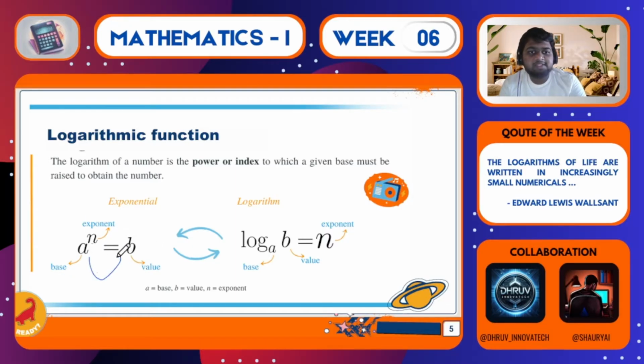Now if you transfer this base to this side, you will add a term known as log. Then the expression will become log a, which is the base, and the value will be kept beside the log a, which will be equal to the exponent. This a jumps to the b side where it comes at the foot of the log, and then it becomes log b base a, which is equal to n.